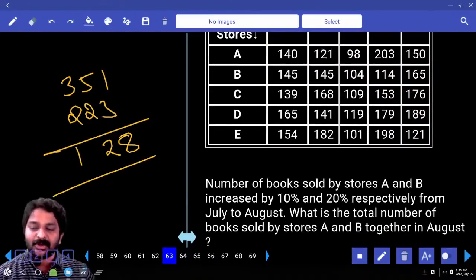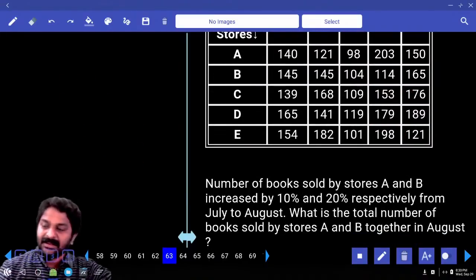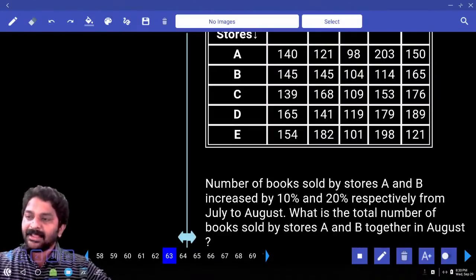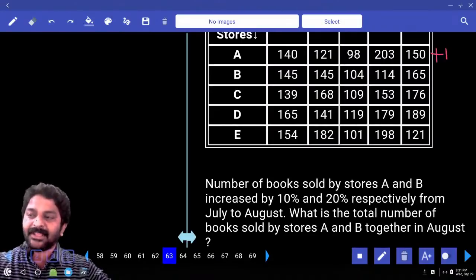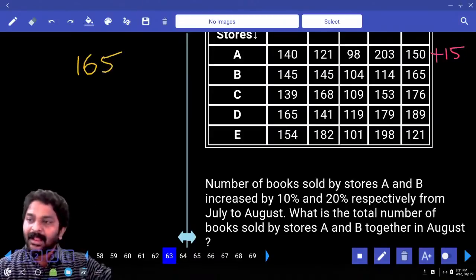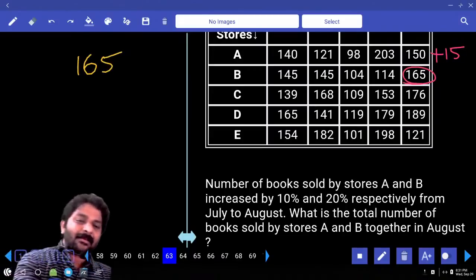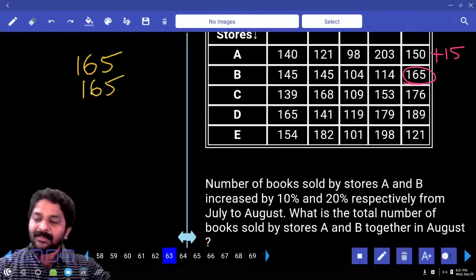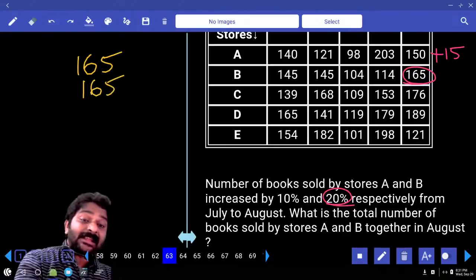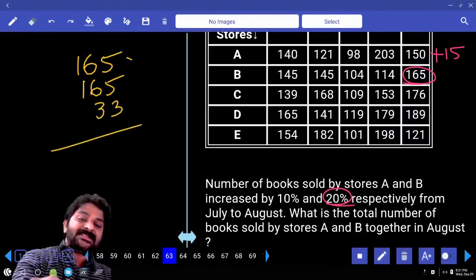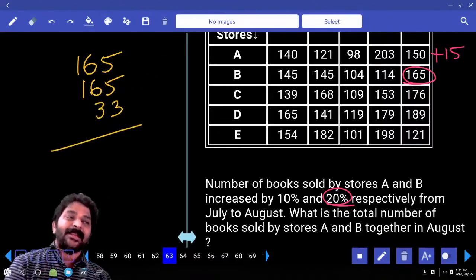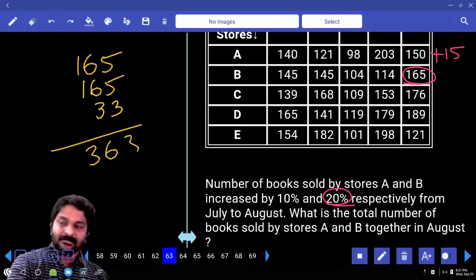Number of books sold by store A and B increased by 10%, 20% respectively from July to August. A value increased by 10%. What is 10% of 150? 15. Increased, in the sense value becomes 165. And then already we have 165. And B value increased by 20%. What is 20% of 165? 33. Okay. 165 and 165 is 330. 330 plus 33, 363.